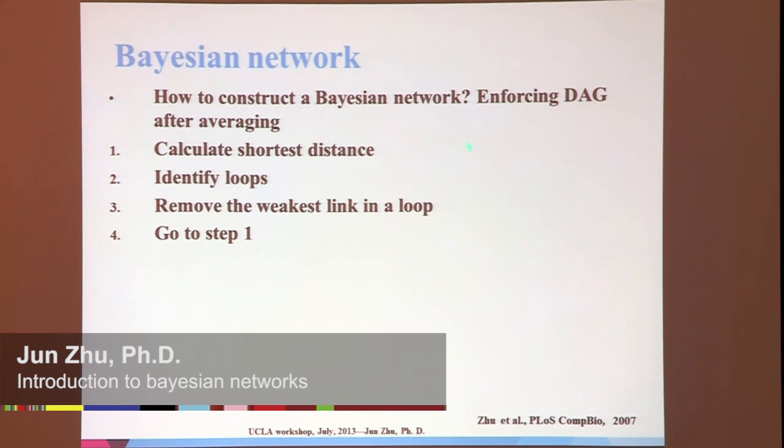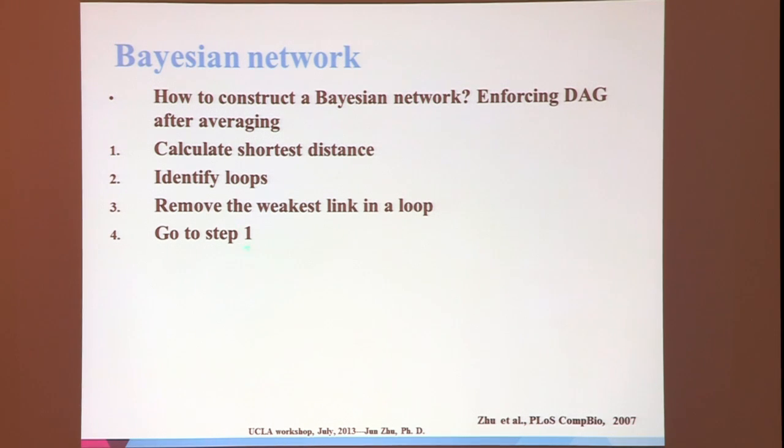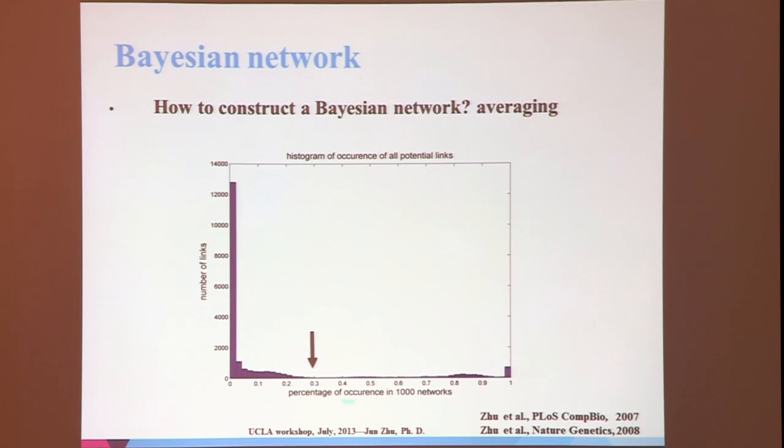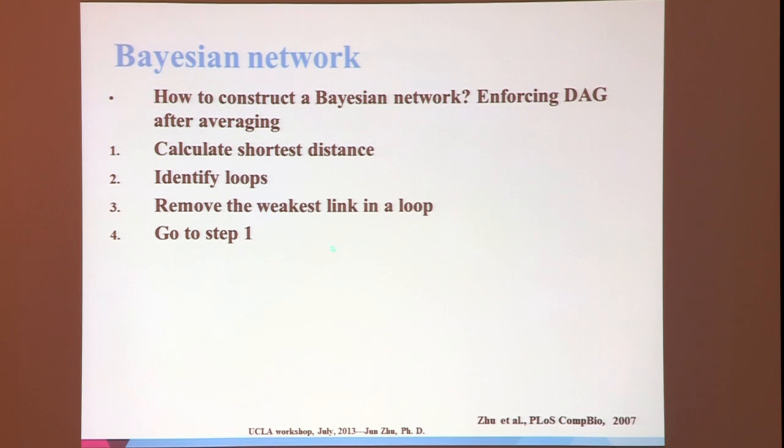When you have the distance matrix, you can identify all the possible paths and see whether there is any path from A back to A. For example, if A to B takes 2 steps and B to A takes 4 steps, that means there's a loop from A to B and back to A. If you can identify a loop, you can trace what is potentially the weakest link, meaning how frequently, how likely it occurs in the multiple networks. If the frequency is the lowest, we call it the weakest link.